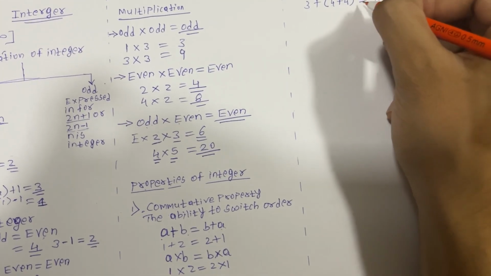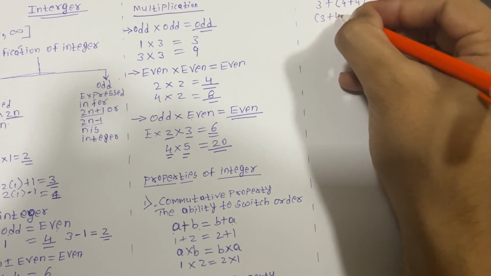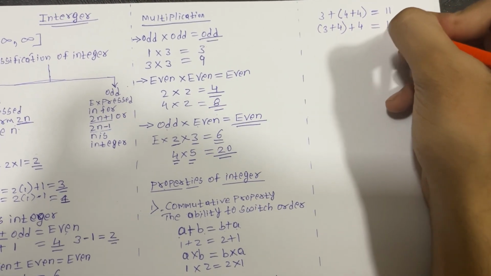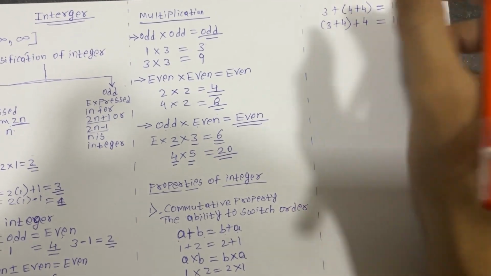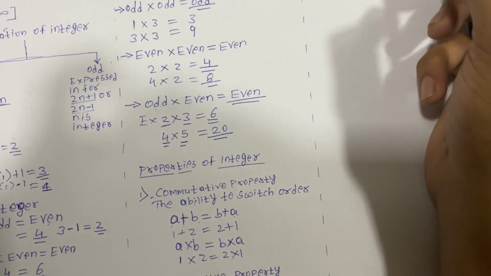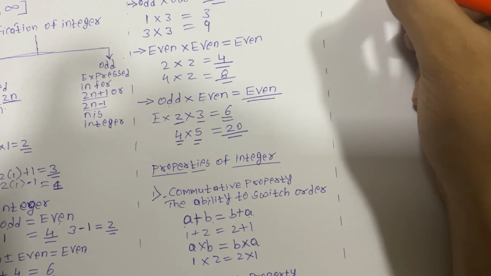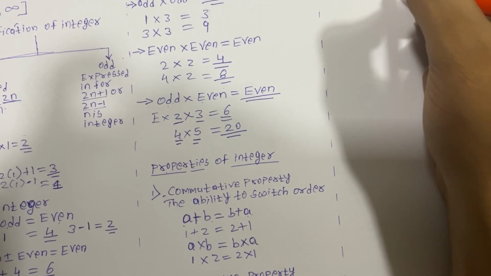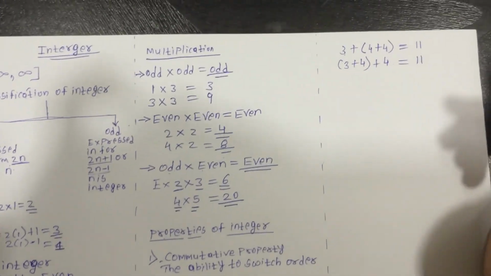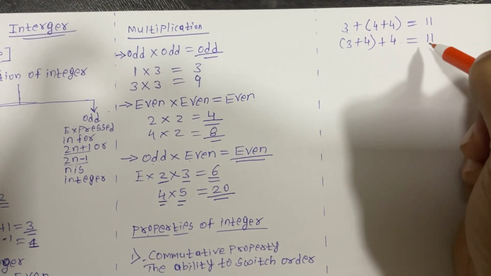Okay, so we can write this equation in other form, that is 3 plus 4 plus 4, that is also 11. So this is what associative property. We can change the grouping of numbers, so that is called as associative property. Okay, so we have written there 4 plus 4, we can write 3 plus 4, and then we can keep this 4 outside of bracket, so we can write this in this form also.